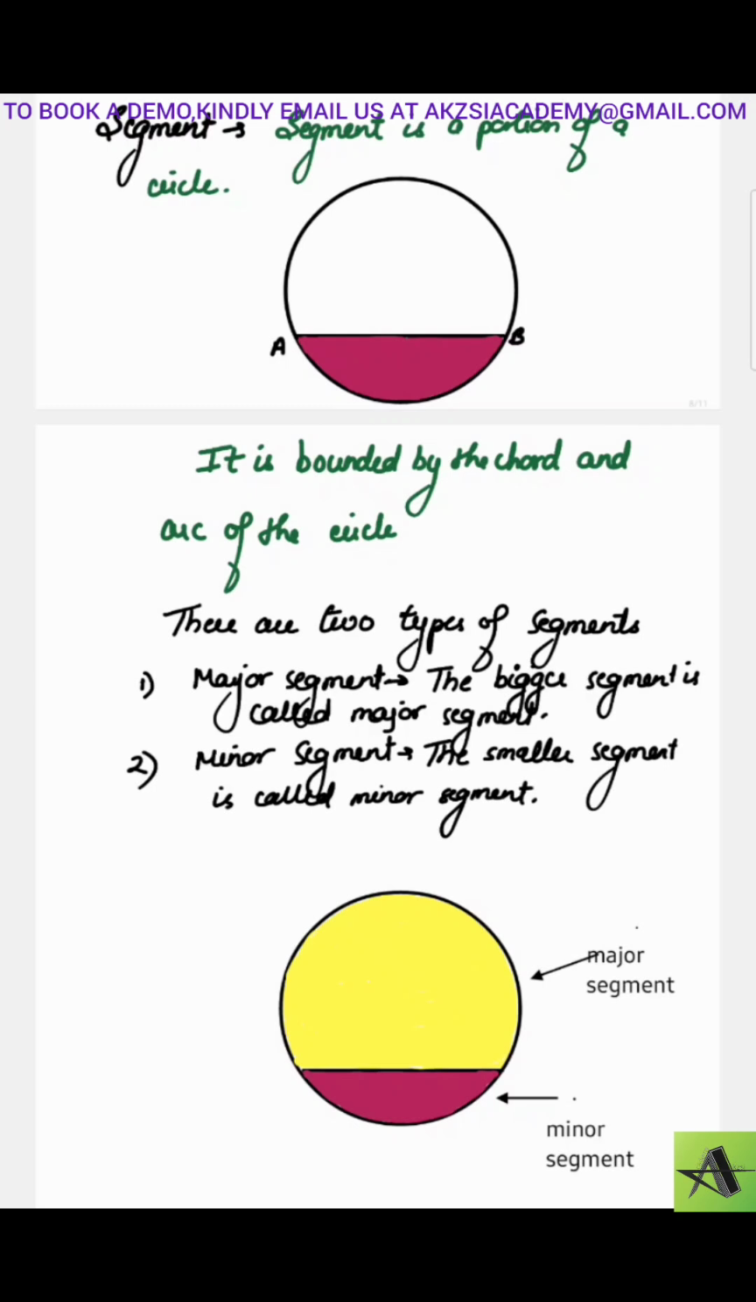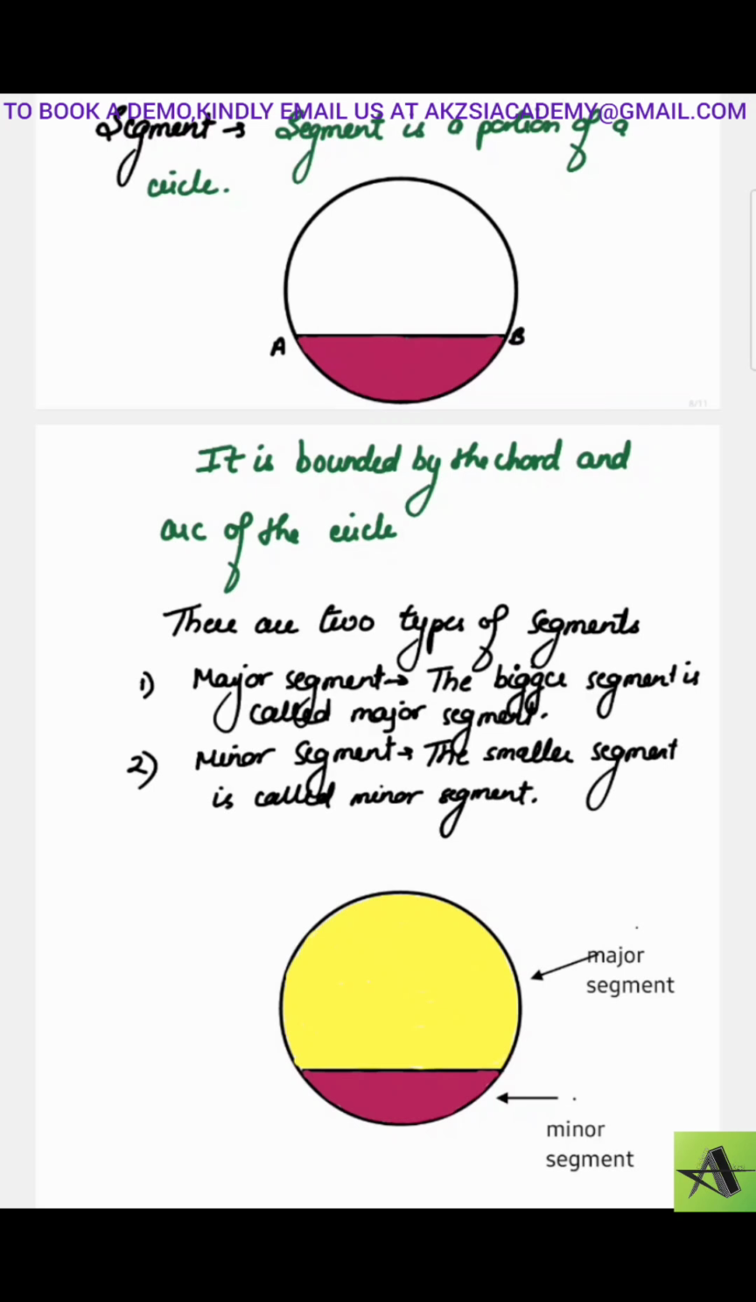Now the next is segment. A segment is basically a portion of a circle. So don't get confused between sector and segment. A sector is actually a pizza slice, but a segment is this one that you can see here. This is a segment, which is bounded by a chord and an arc, whereas a sector is a portion of a circle which is bounded by two radii and an arc.